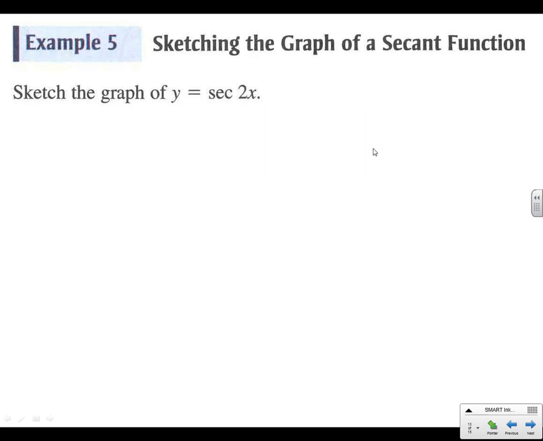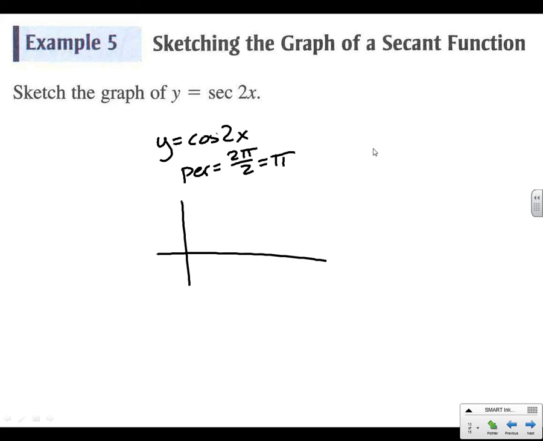All right, last example. We're going to do secant here. Secant of 2x. So I'm going to start by thinking about this as cosine of 2x. And so for cosine of 2x, my period is going to be 2 pi over 2, or just pi. No transformations going on. That makes it easier for me. We've got an amplitude of 1 and negative 1. 1, 2, 3, 4. We're going to end at pi. We've got pi over 2. Half of that again is pi over 4, which makes this 3 pi over 4.